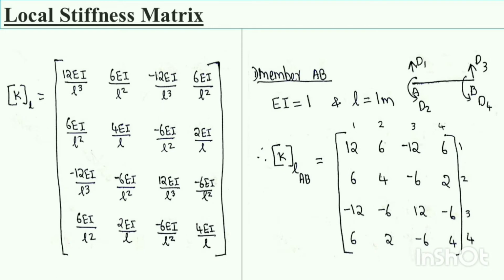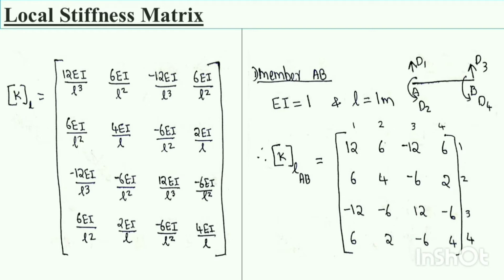Okay. Next, let us derive the local stiffness matrix. For a frame element, the local stiffness matrix is given by this matrix. You can see in the figure, which is 12 EI by L cube, 6 EI by L square, minus 12 EI by L cube, 6 EI by L square, and so on. So this is a 4 by 4 matrix, that is, we are neglecting the axial elongation.